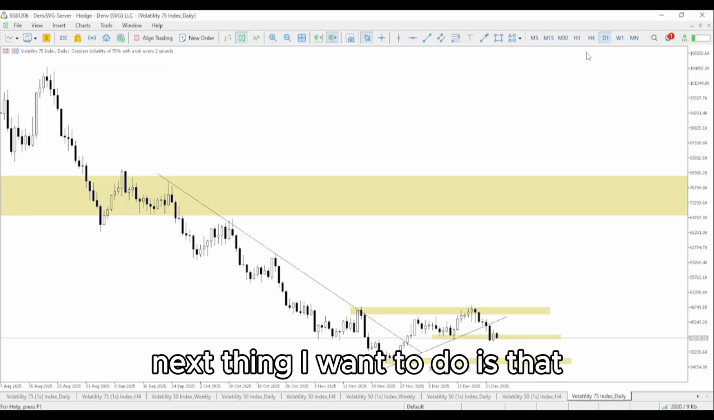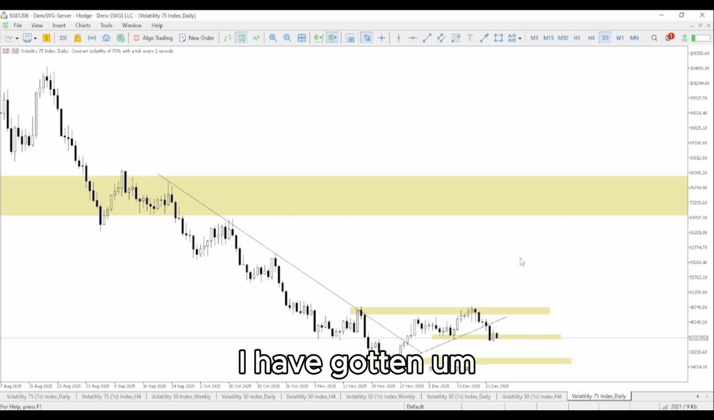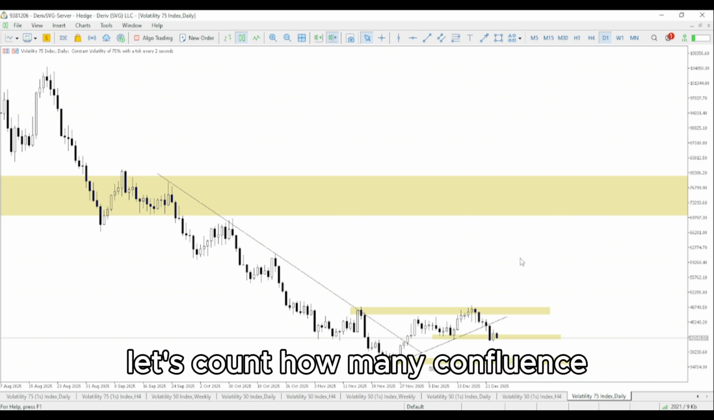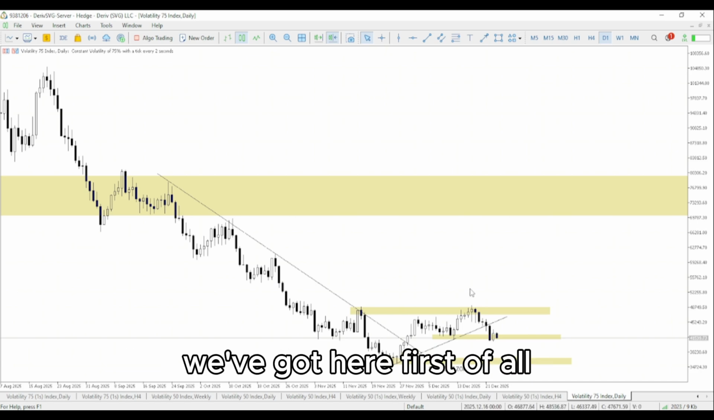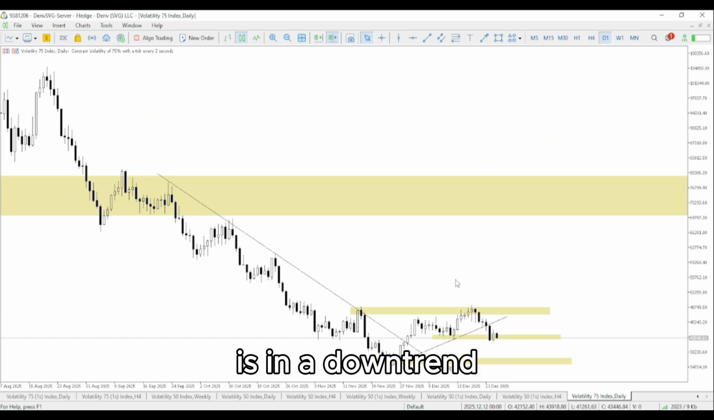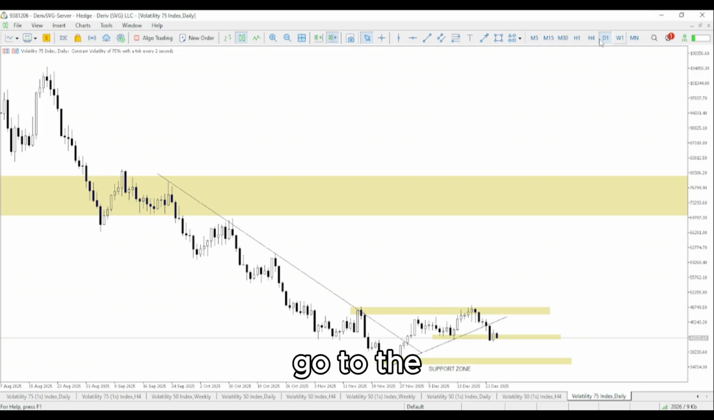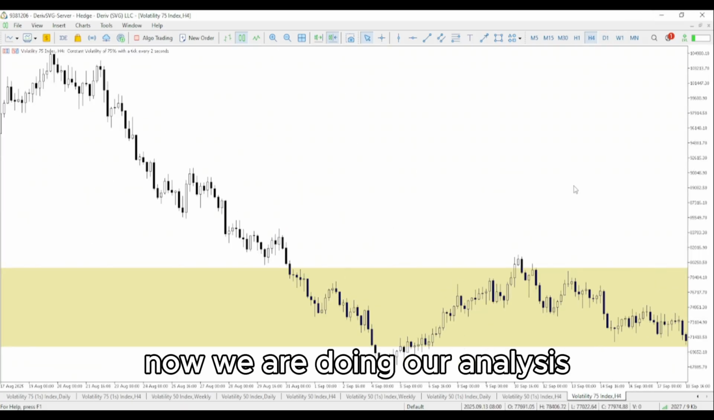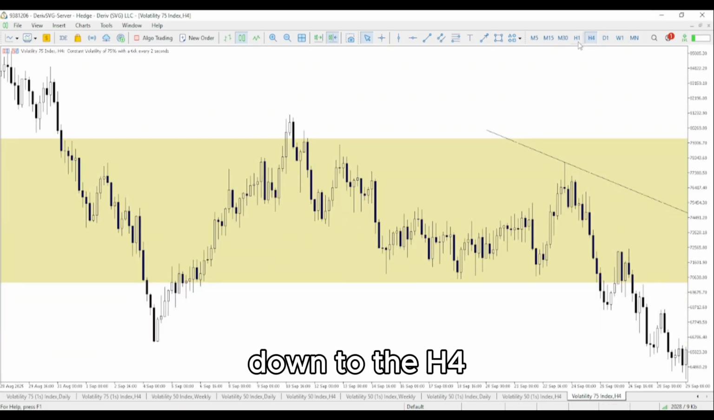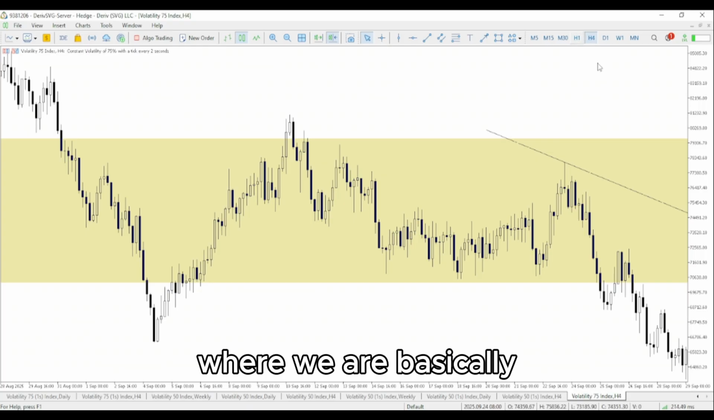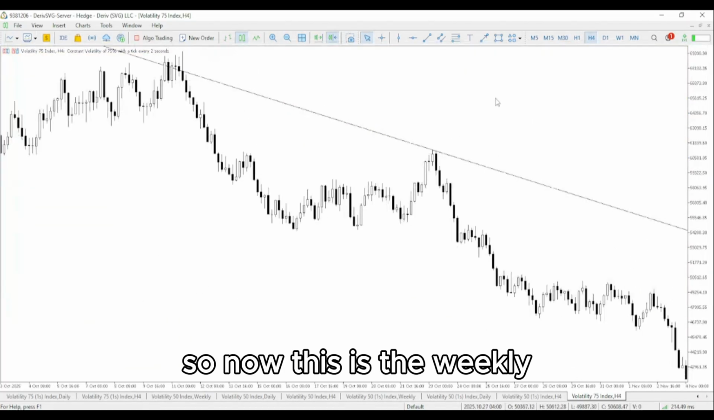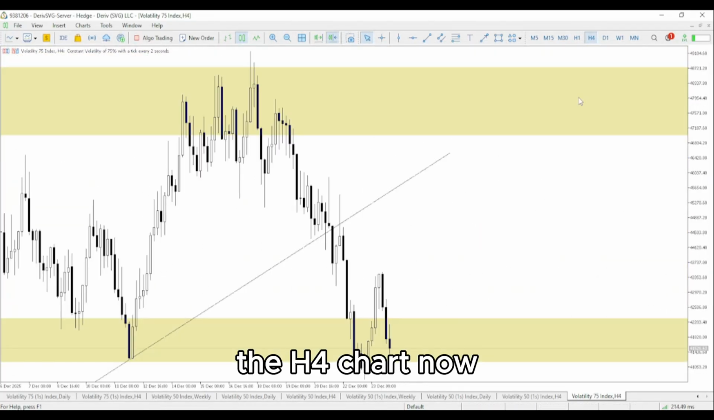So now the next thing I want to do is, let's count how many confluences we've got here. First of all, the trend is in a downtrend, that's 1. Second, we got our key resistance level, 2. So now the next thing we want to do is go to the 4-hour chart. Now we're doing our analysis from the daily chart down to the H4 chart, which is where we basically want to trade from. So now this is the weekly chart and the H4 chart.